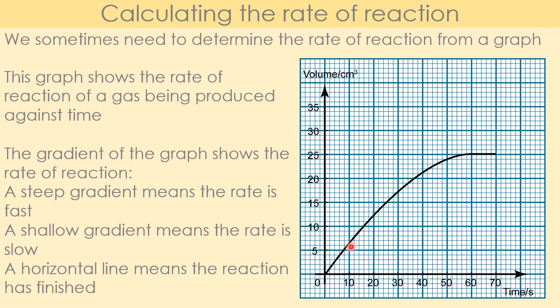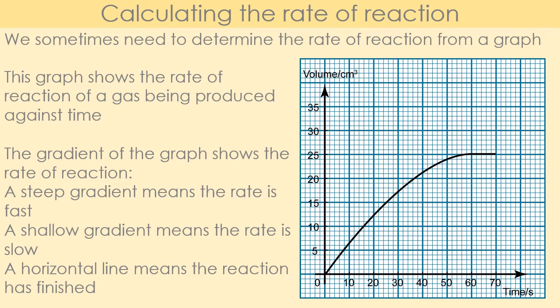We start off with quite a steep gradient because at this point there's a lot of reactants that can react together to form the product, so the reaction is very fast. Towards the end of the reaction it begins to slow down. At this point it's very, very slow because there's not many reactants reacting together, so the reaction has slowed down. When my line is flat at the end, it is now finished. There's no more reaction happening, so at this point I know my reaction has finished.